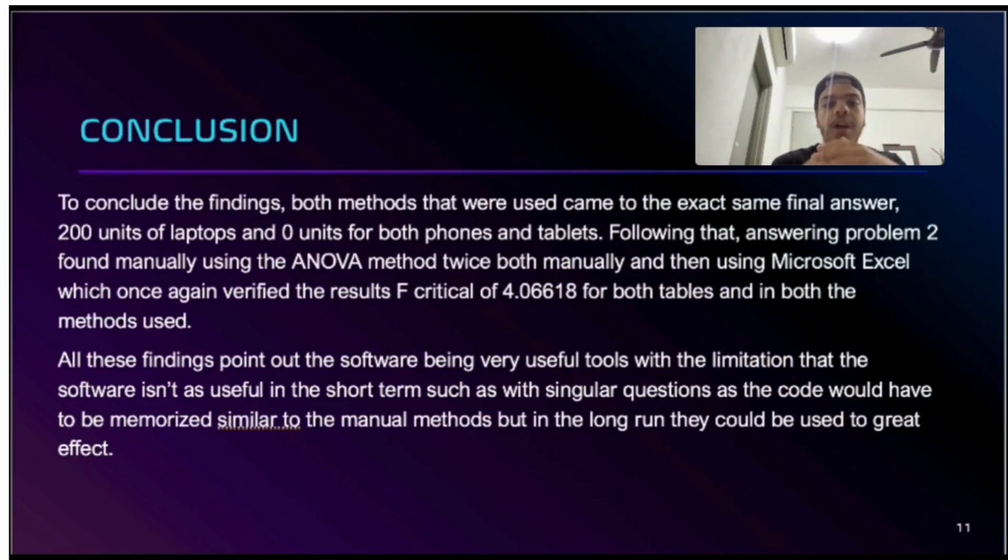For question 2, we use ANOVA to analyze crop yield differences using both manual calculation and Microsoft Excel. Again, both methods give the same F critical value of 4.06618, proving that the methods are consistent and reliable. Overall, we found the software tools like MATLAB and Excel are very effective and save time, especially when dealing with larger datasets or more complex problems. However, manual methods help us understand the underlying concepts better, so both approaches are useful. Manual methods are for learning and verification, and software tools for efficiency and accuracy.